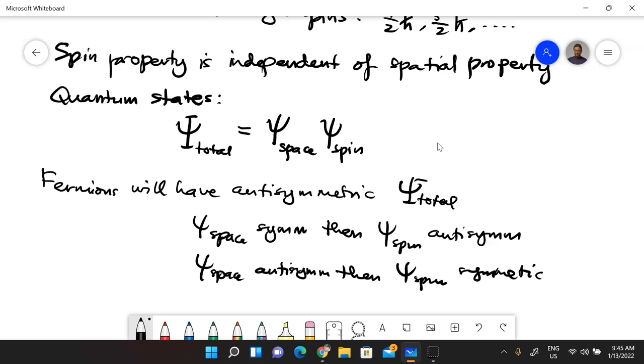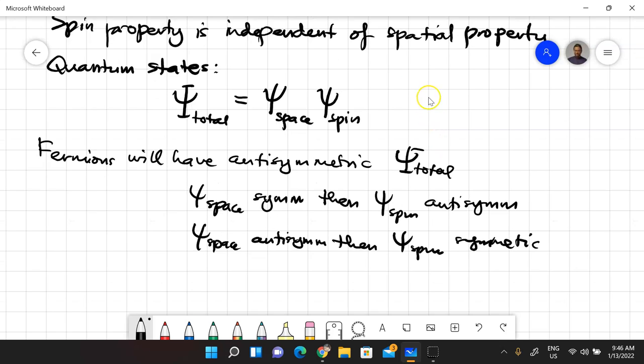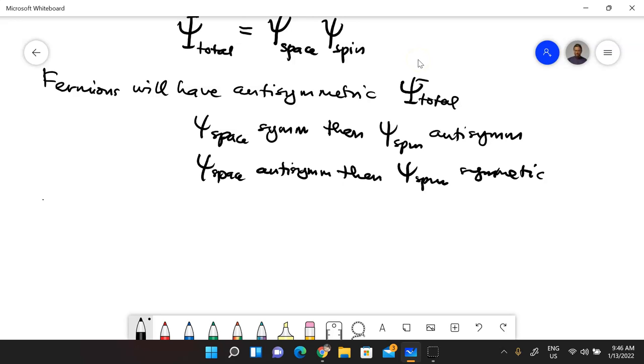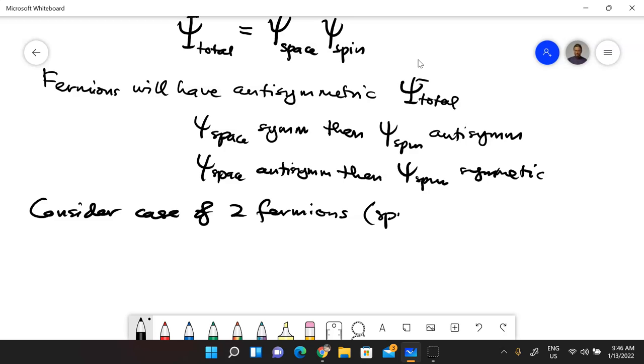Okay, so let's try to demonstrate this a little bit more. Let's consider the case of two fermions with spin half. So it's either spin up or spin down. Okay, so one has these possibilities. You have two fermions to consider whether it's spin up or spin down. You can have the state where you have both spin up. Okay, so this is what we call chi 1.